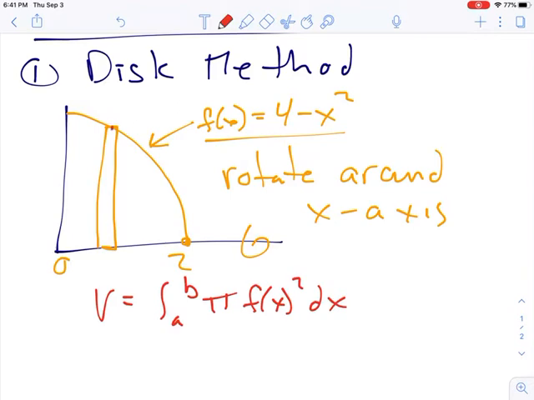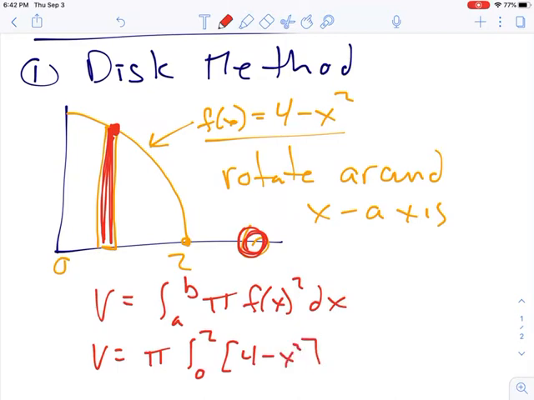So here's our sample rectangle. And so if we're rotating this around the x-axis, then the radius is going to be the height of the rectangle, where the height of the rectangle is the function value. So putting it all together, we have the volume is equal to pi times the integral from 0 to 2 of 4 minus x squared dx.